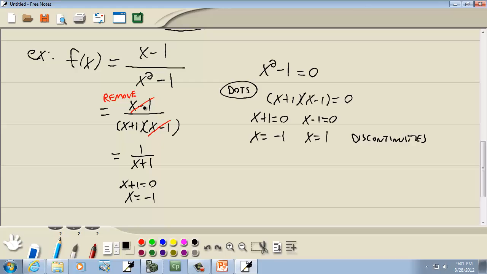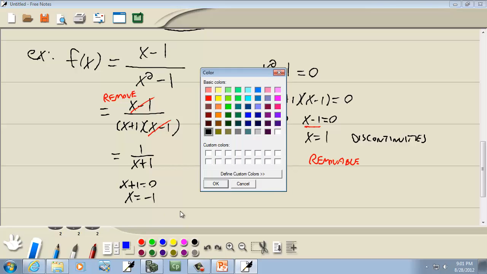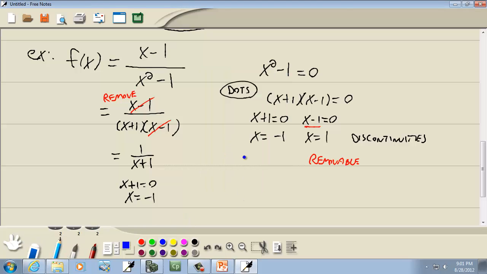Now look at what got removed. The x minus 1. Well, here is the x minus 1. This one got removed. So this one will be a removable discontinuity. Basically it means it'll be a hole in your graph for this particular problem. Now, this one over on this side did not get removed. This is non-removable. Let me try it again. There we go. This one is non-removable.